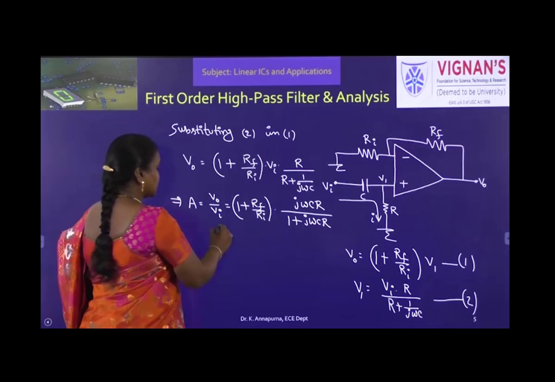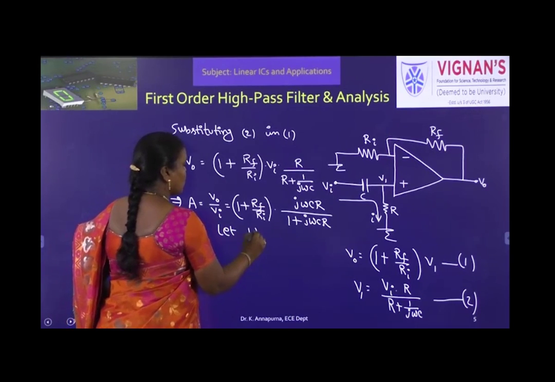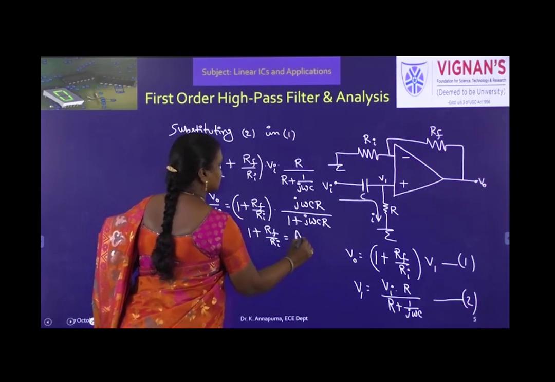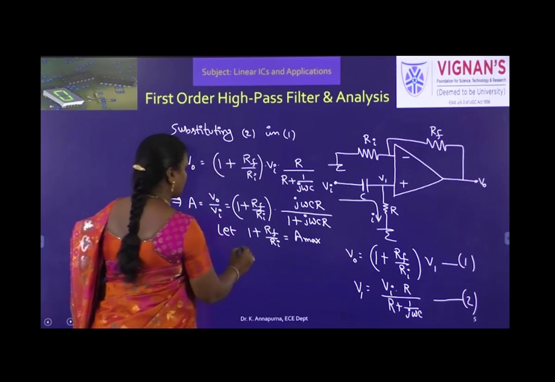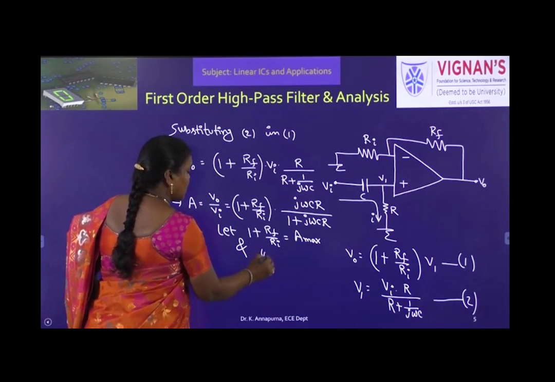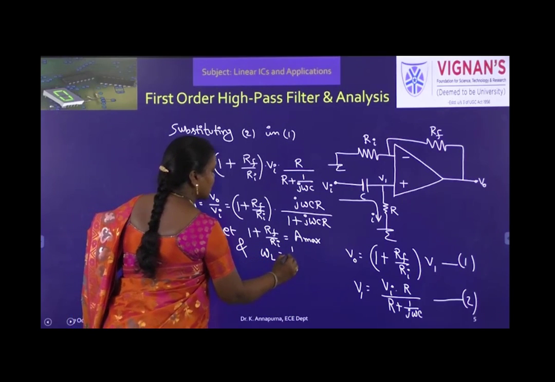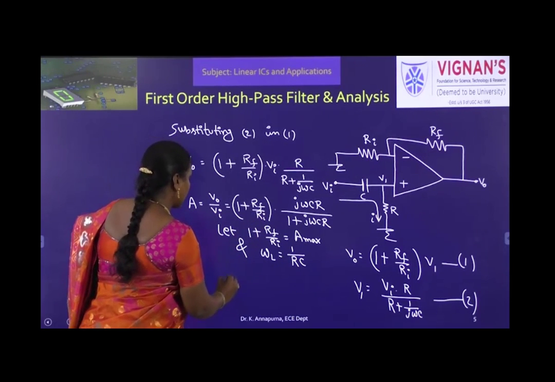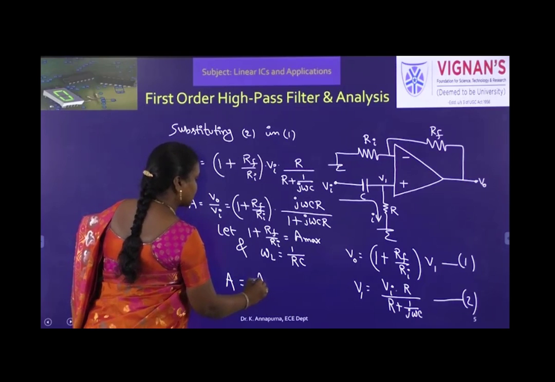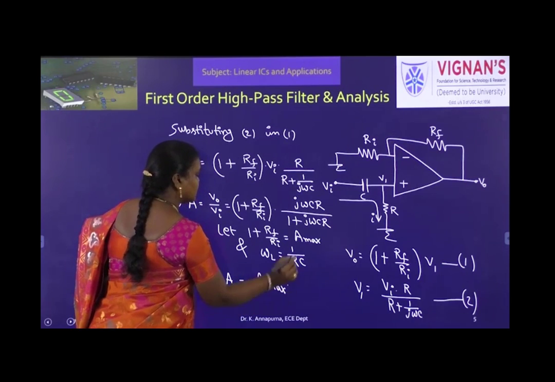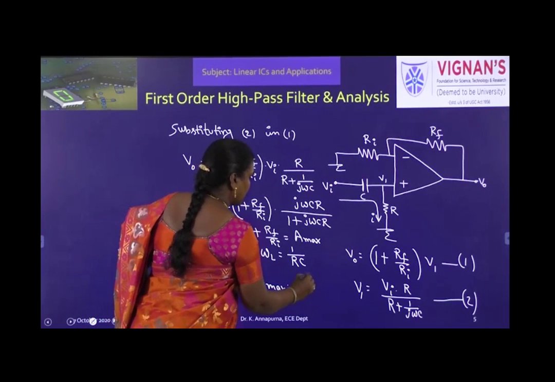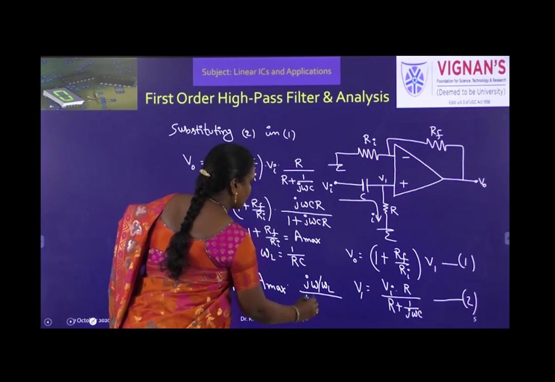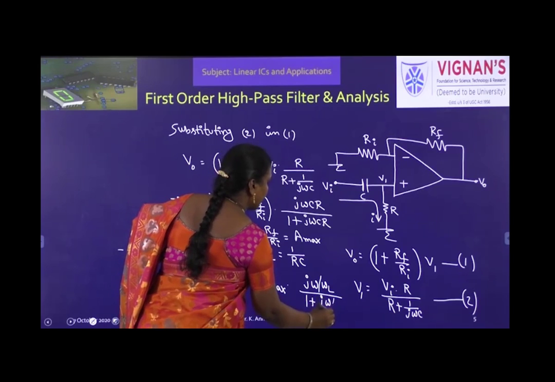Now let us assume 1 + Rf/Ri is A max, and ωL is equal to 1 by RC. By assuming these two, the expression becomes A equals A max times (jω/ωL) by (1 + jω/ωL).